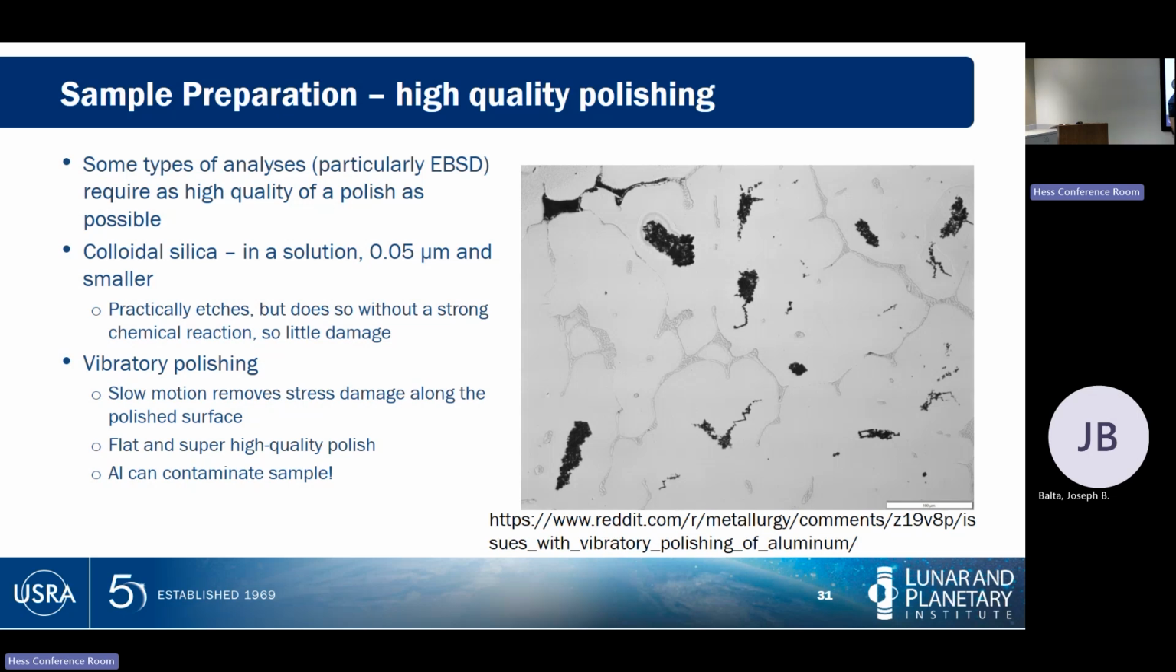This sample here was polished in colloidal silica, meaning we took a previously polished sample, to the finest we could get, put it in this extremely fine slurry, and let it vibrate around in that. Usually it takes a few hours, and that will help remove a good portion of that very thin damage zone, making it easier to get a good analysis there.